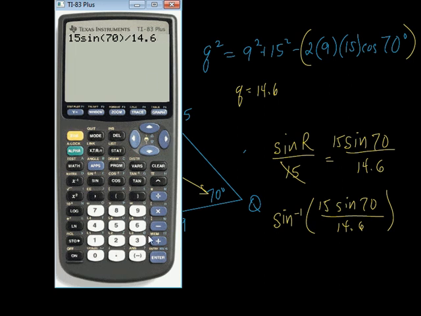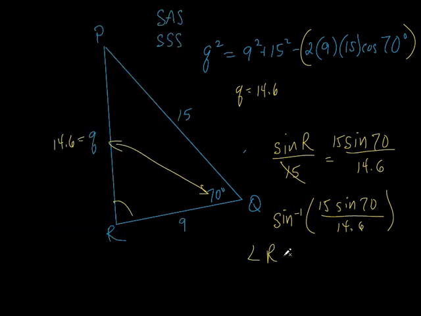All right, so there we go. We get that. And then we take the inverse sine of it. So second function sine of my answer. And then there you go, 74.8. But it is an angle, right? We're solving for angle R, so it's going to be 75 degrees. So angle R is 75 degrees.